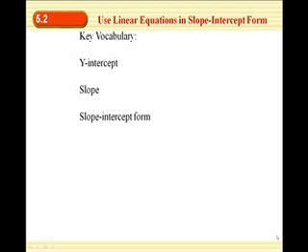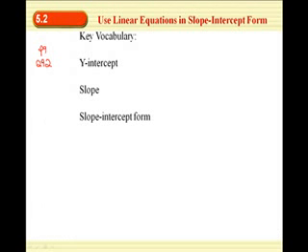Algebra 1 5.2, notice we're still dealing with linear equations in slope-intercept form. So if you don't like it, I guess you better figure out a way to like it, because we're going to do it again. So we're on page 292 in the book. So if you would look at that, we're going to do a little bit more algebra in solving these.